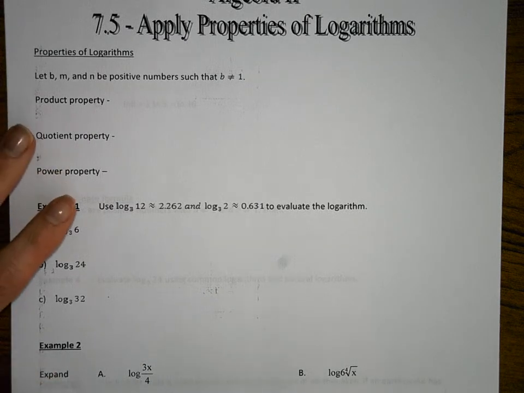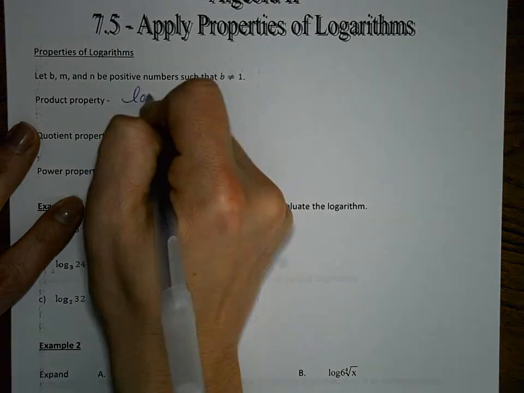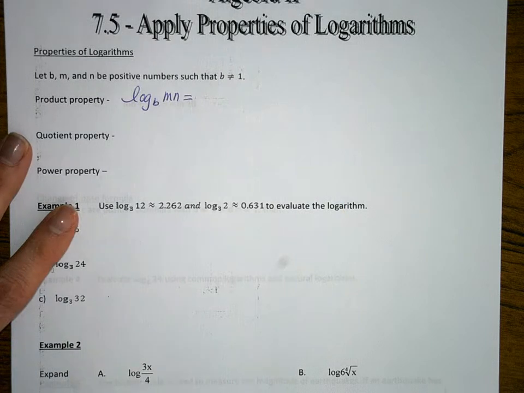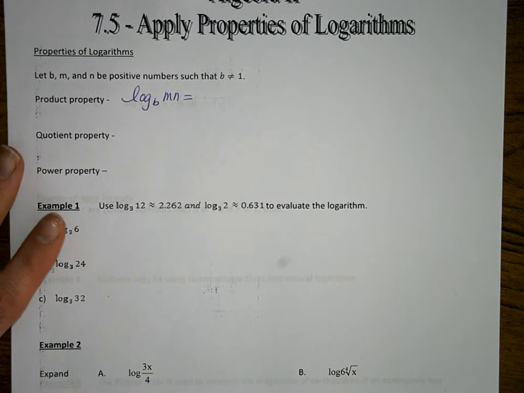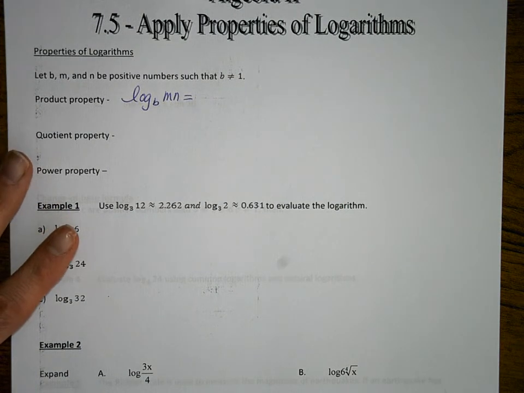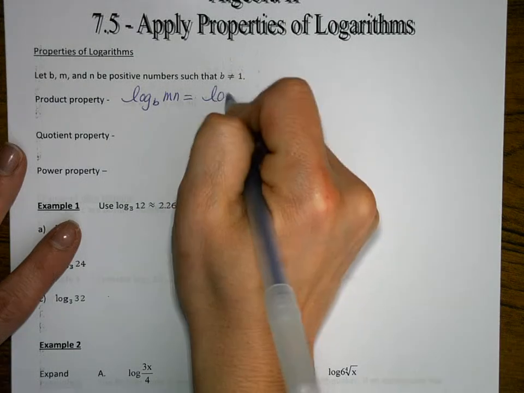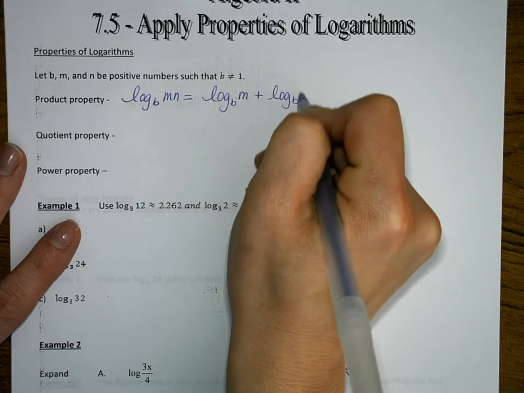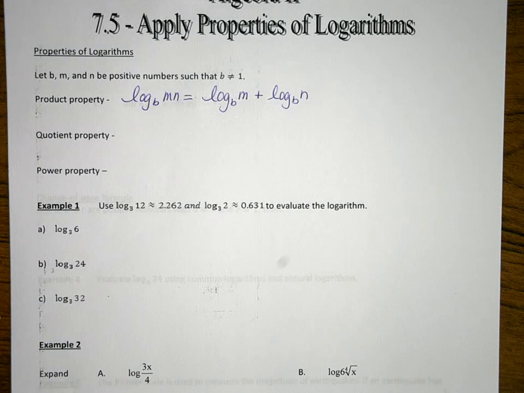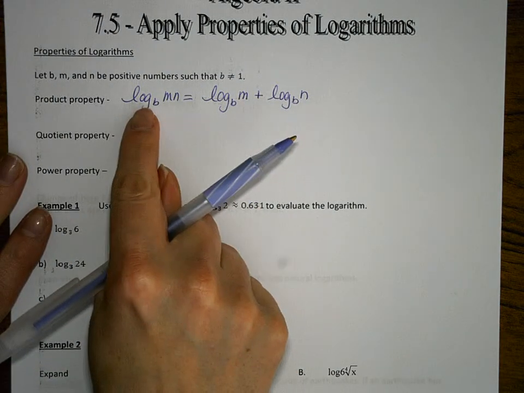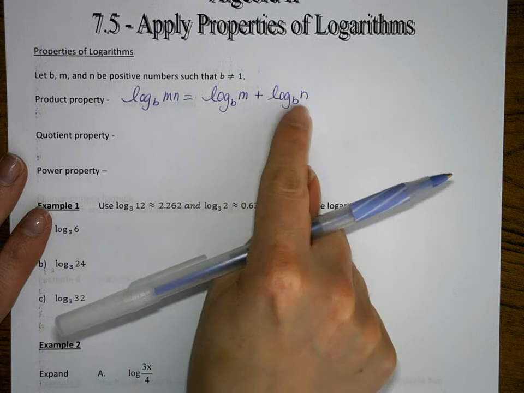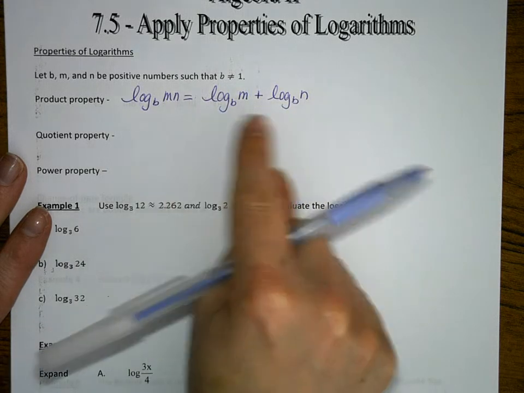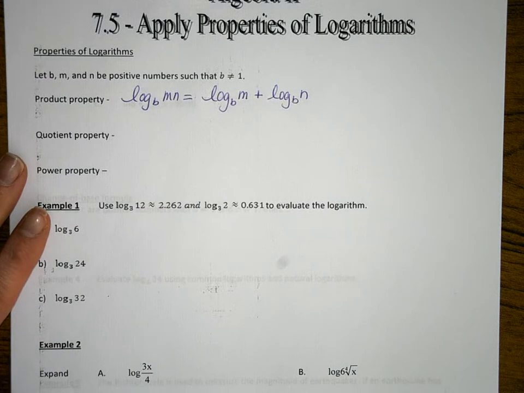The product property says this. If I have the log with any base of two things that are being multiplied, and I want to break that apart, I can say the log of any base of the first thing plus the log of any base of the second thing. So, the log of a product is the sum of the logs. If I'm taking the log of two things that are multiplied, I can break them apart with addition.